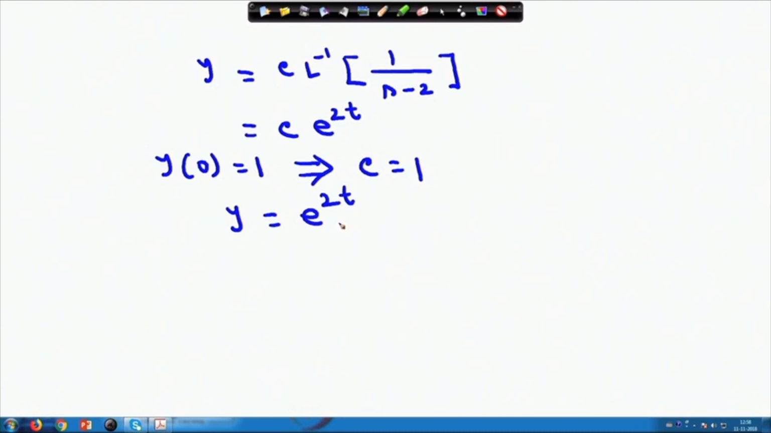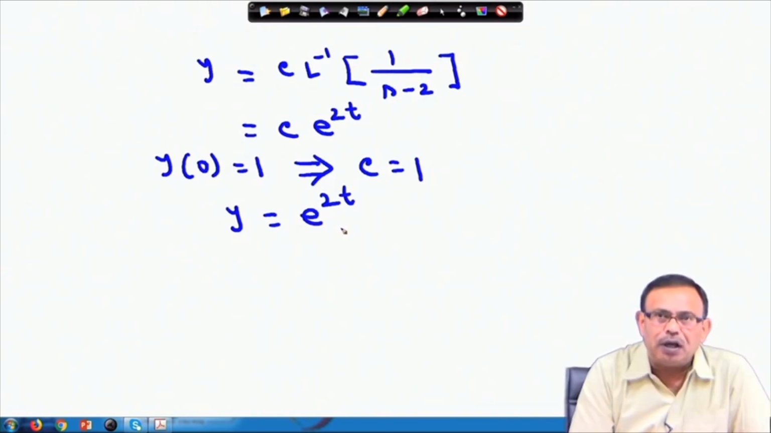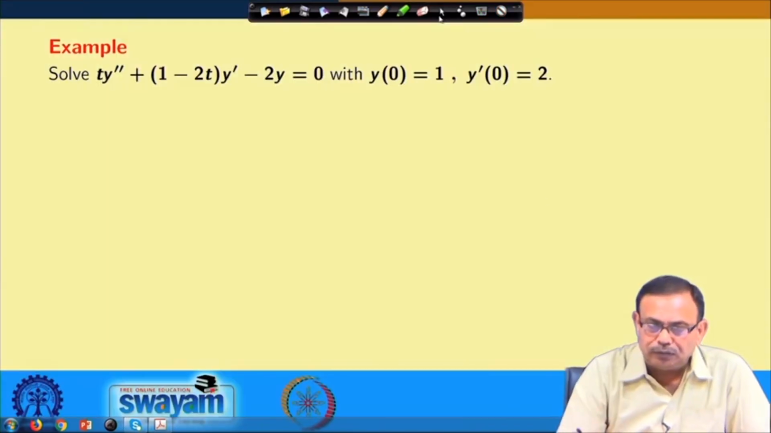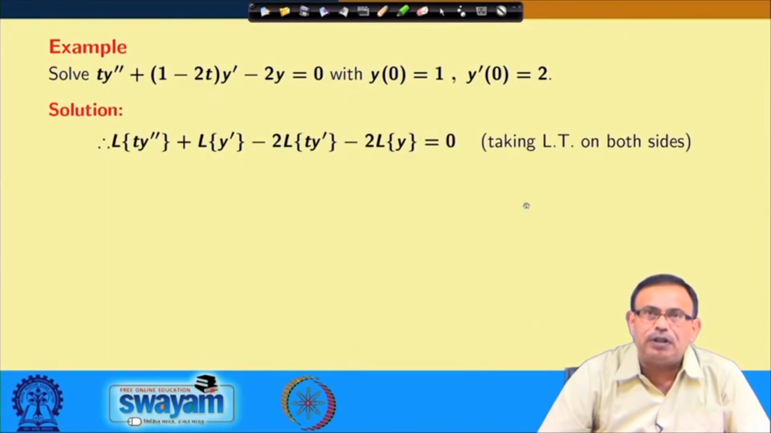Please note this thing. The solution of the given ordinary differential equation is e power 2 t, and I hope that it is clear to you now how we find the solution of ODE with variable coefficients. Same thing you can see over here.